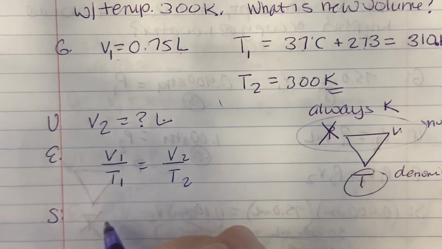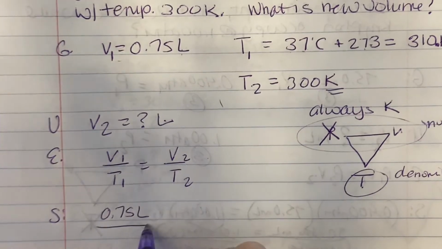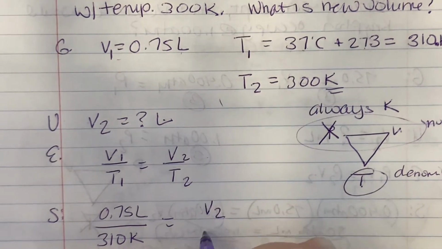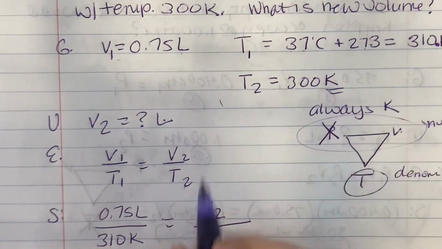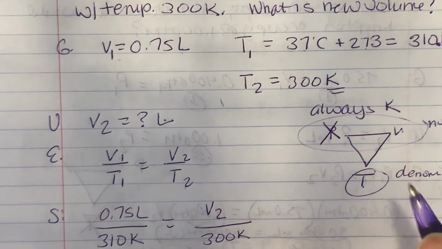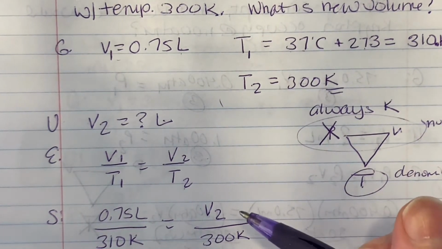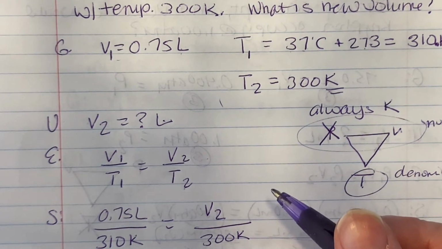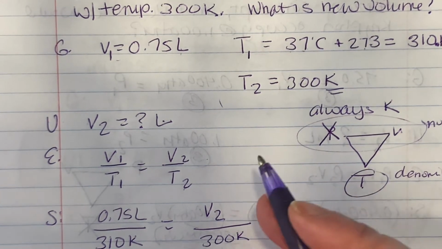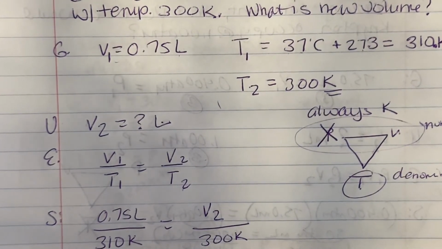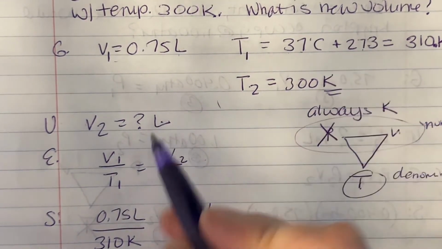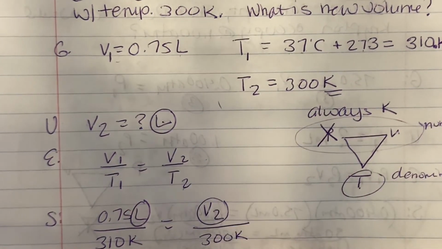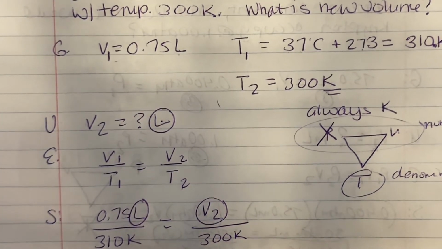Now I substitute. V1 is 0.75 liters. Temperature 1 is 310 Kelvin. That equals volume 2 over temperature 2. Okay. And now you can cross multiply and divide to solve this one. 300 times 0.75 divided by 310. And that gives you 0.725. What are our units? Well, it's volume, so our units have to be liters. We have lots of checks for us there. Okay. And so that's my solve.